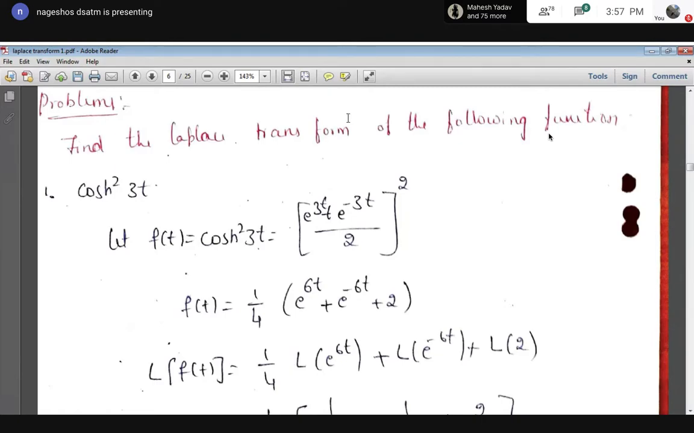Find the Laplace transform of the following functions. Cos hyperbolic square 3t. Cos hyperbolic square 3t can also be written as e power 3t plus e power minus 3t by 2, whole square. How? I will try to use that whiteboard app plugin. We'll check whether it will work or not.